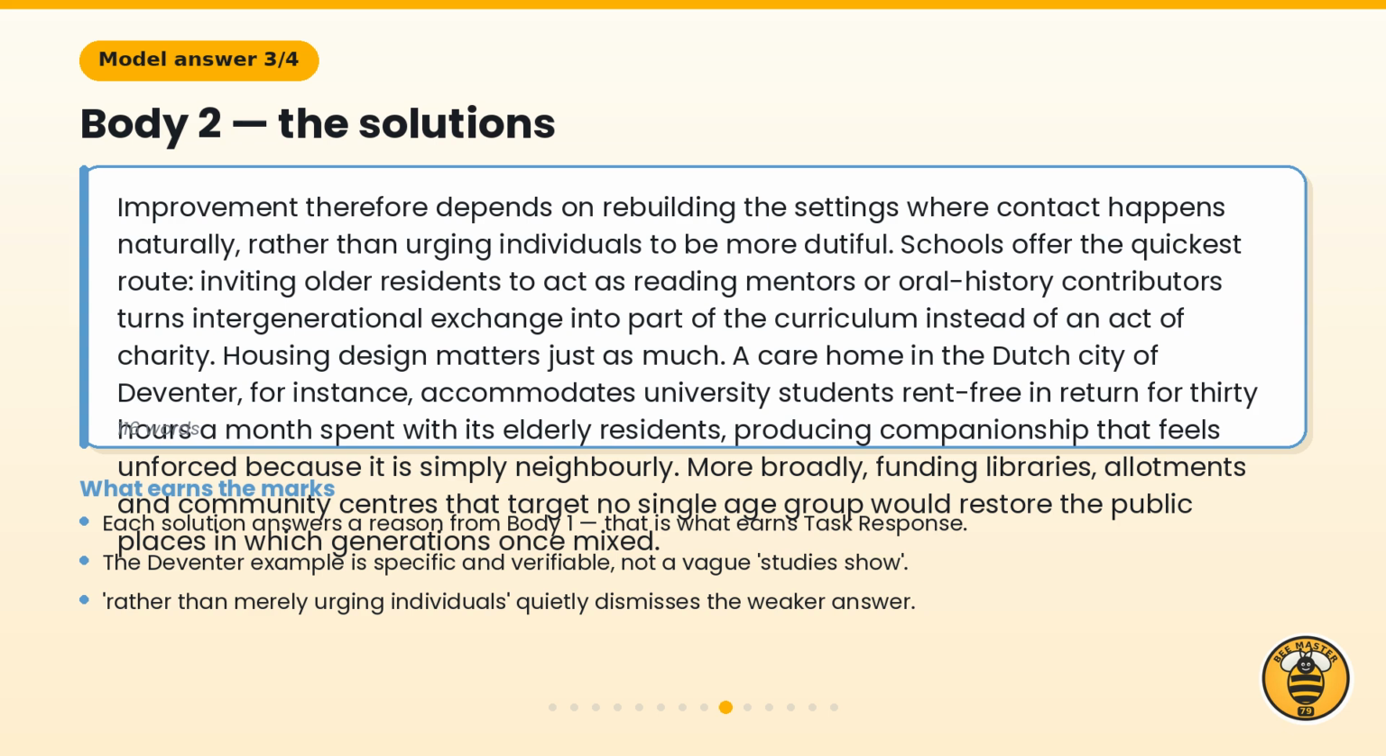More broadly, funding libraries, allotments, and community centers that target no single age group would restore the public places in which generations once mixed. Each solution answers a reason from the previous paragraph, and the Deventer example is specific and checkable rather than a vague claim that studies show something.